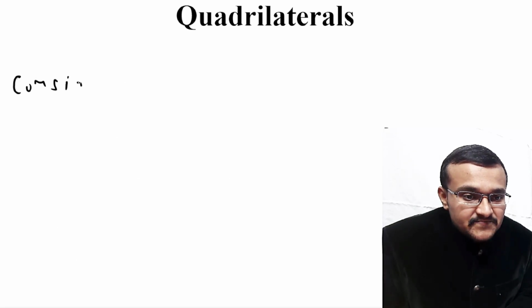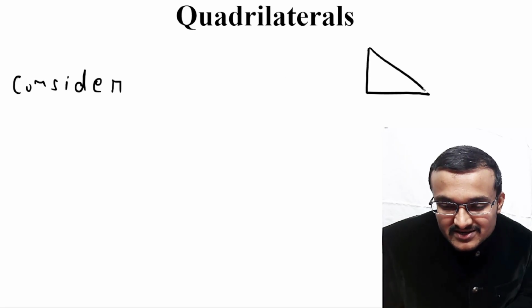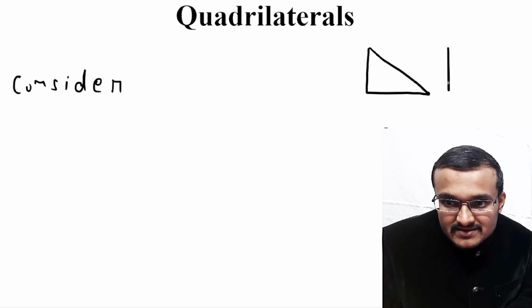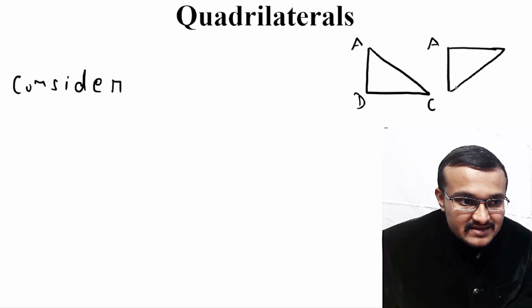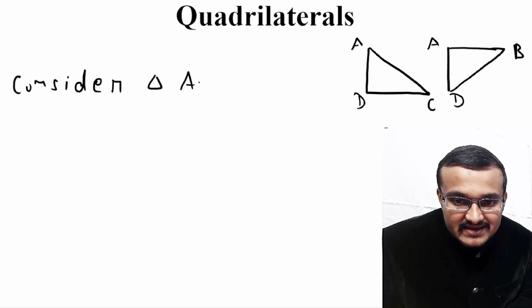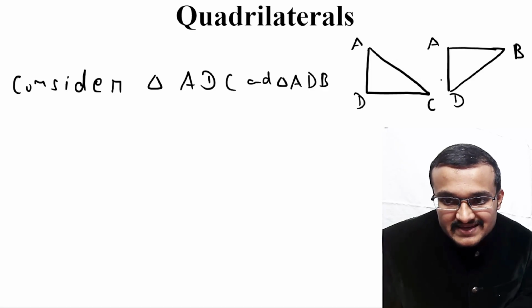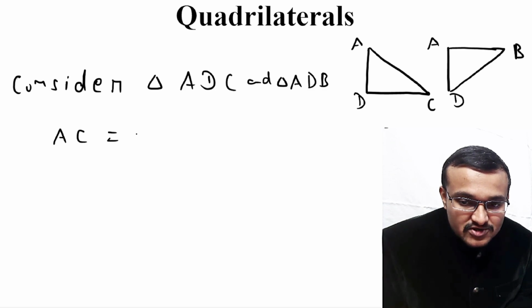Now we will consider these two triangles, that is this particular triangle ADC and this triangle ADB. We'll consider triangle ADC and triangle ADB. In these triangles you can see AC is equal to DB, because AC is equal to BD.